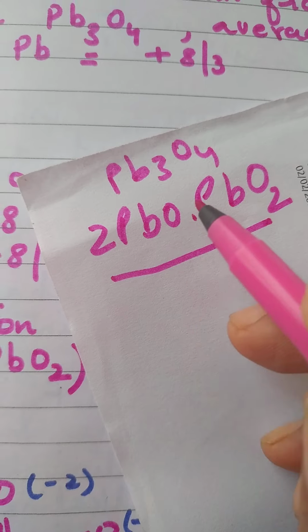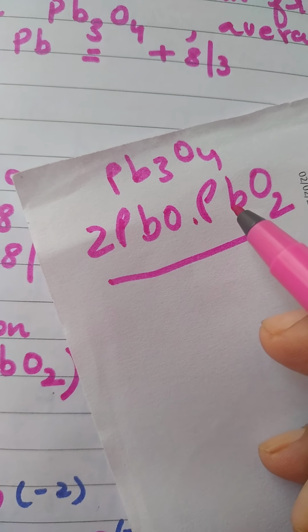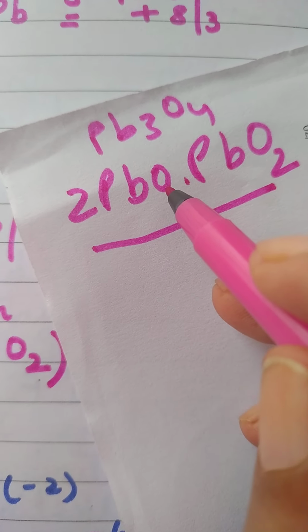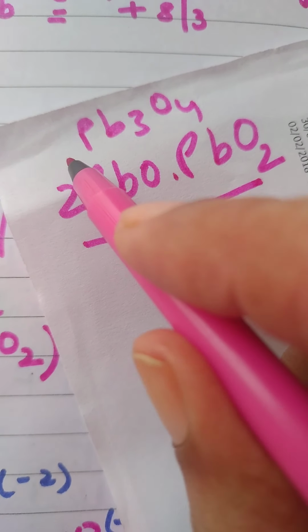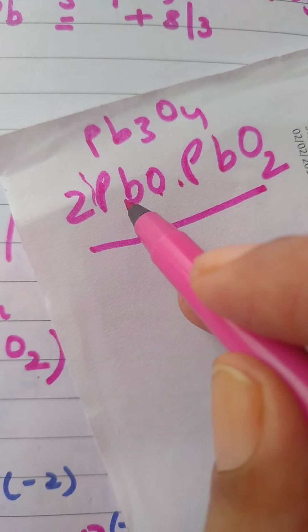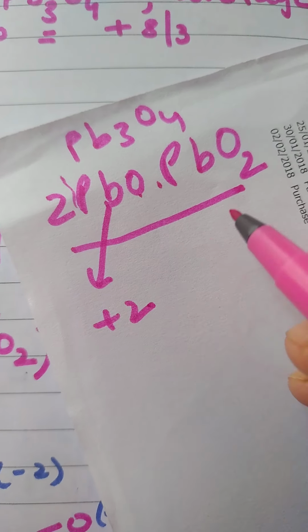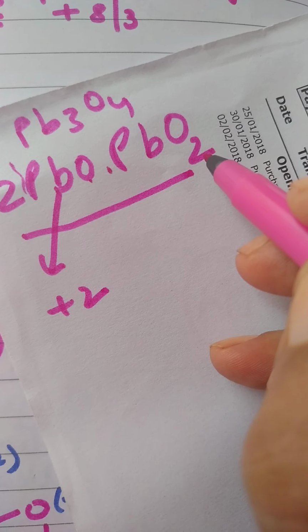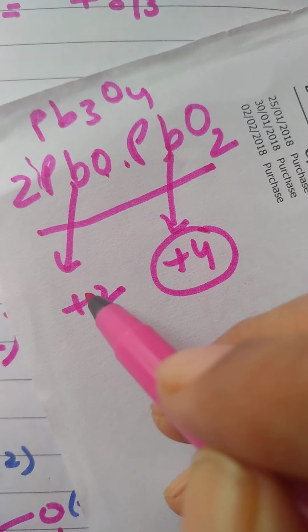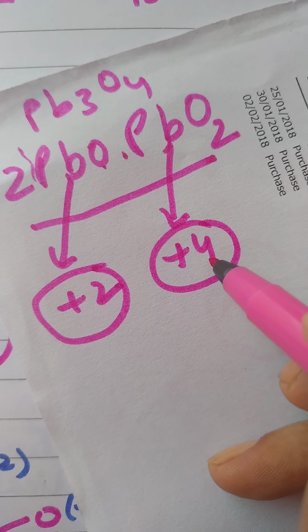The two lead atoms will have different oxidation states. See how? Here it is minus 2, and here we don't take this 2. This is not taken into account. This is minus 2, so this lead is going to be plus 2. This is minus 2 into 2, minus 4, so this will be plus 4. So the oxidation states will be plus 2 and plus 4.